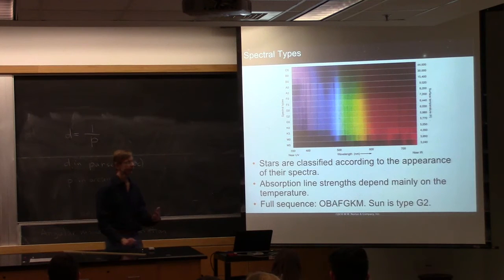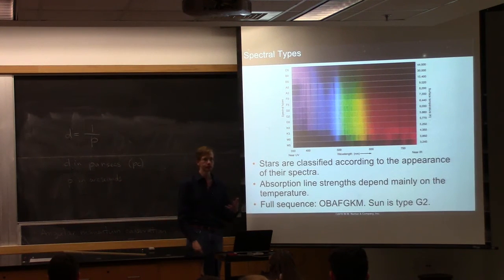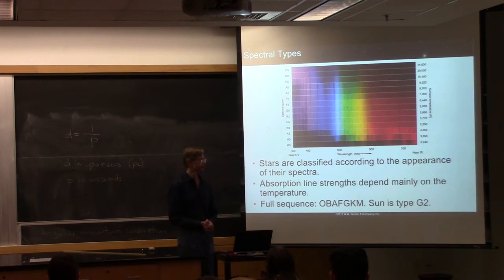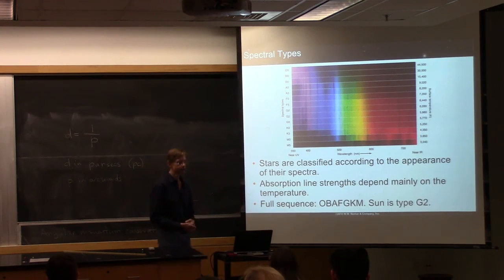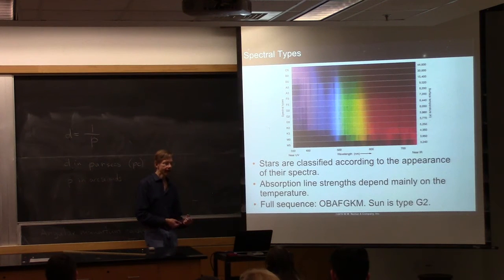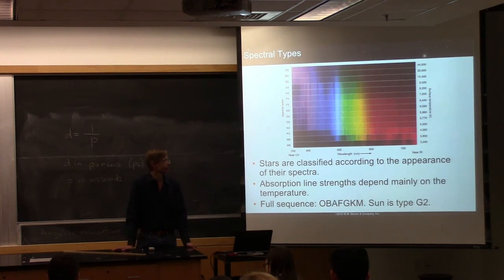It has the largest fraction of hydrogen atoms sitting in n equals 2, ready to absorb Balmer series photons. Any hotter than that, and you get more and more of the atoms ionized, and they can't contribute. Any cooler than that, and you have a greater fraction of them sitting in the ground state instead of in n equals 2. That's the ideal situation, close to 10,000.